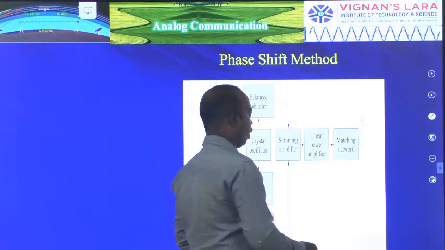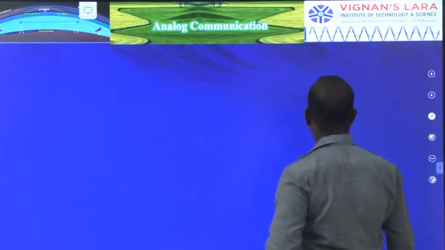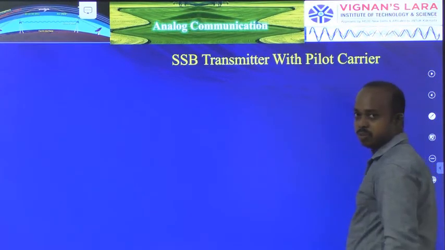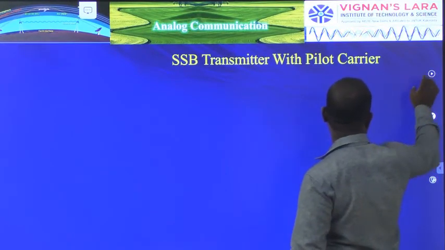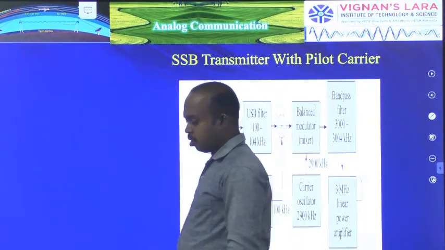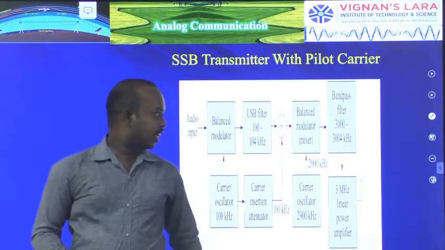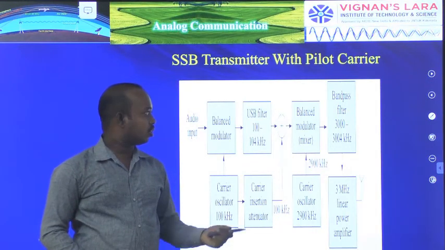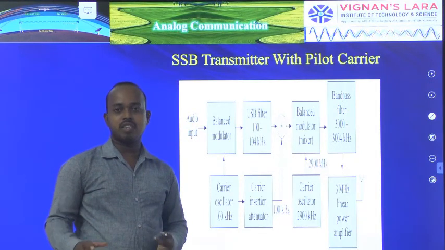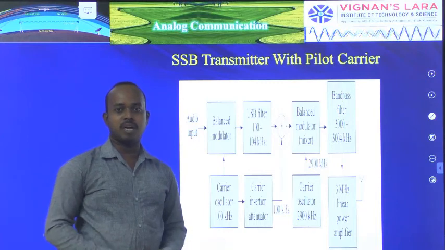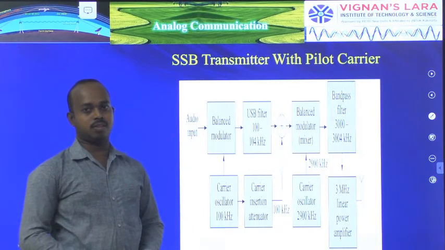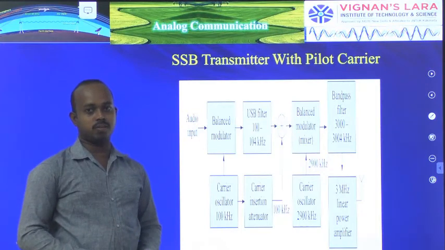Coming to the next type, that one is the SSB transmitter with a pilot carrier. The SSB transmitter with the pilot carrier block diagram is this one. Why you can go for this one is that it can give more accurate values. You can compare it to the earlier one, and it also reduces the power levels. That's why you can choose this.